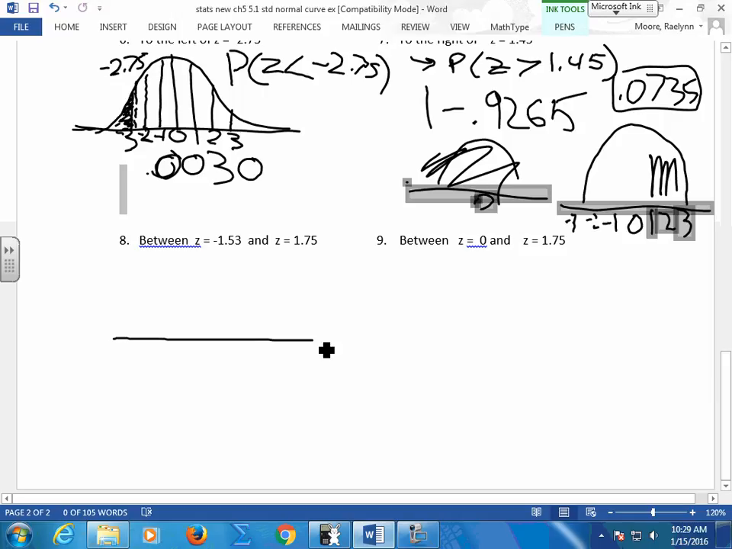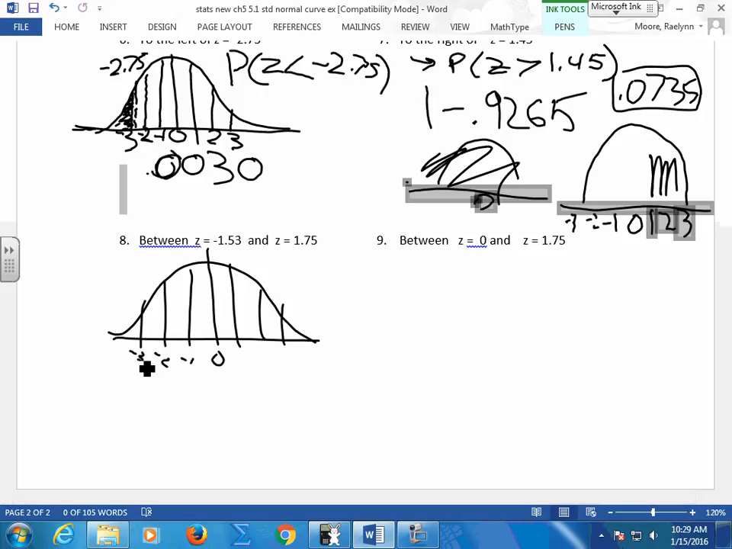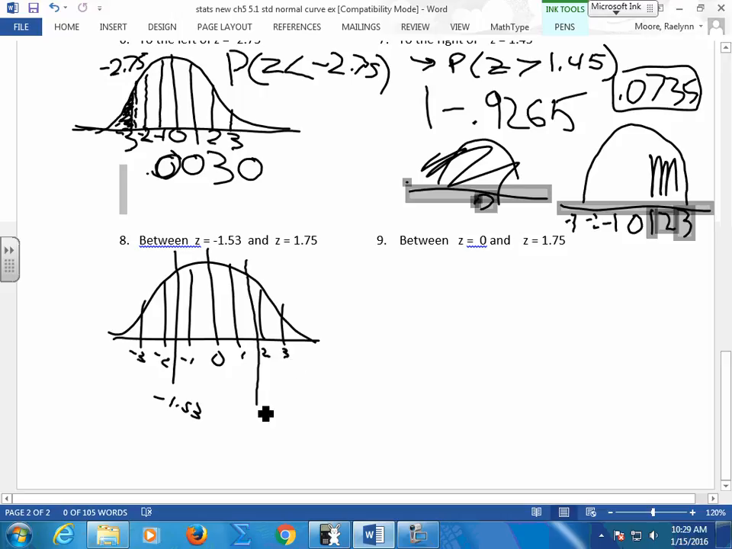All right, so between. So, negative 1.53. Where do I find negative 1.53? Between which two integers? Negative 1 and negative 2. So this is my negative 1.53. I want this area, it's going to find my area to the left. I want 1.75, between what two integers? 1 and 2. Now, when I look this up, this is also going to find my area to the left. If I subtract them, I'll get my area in between.